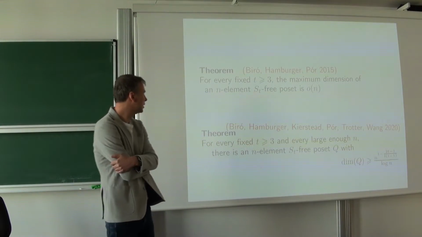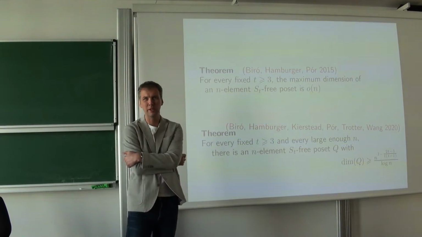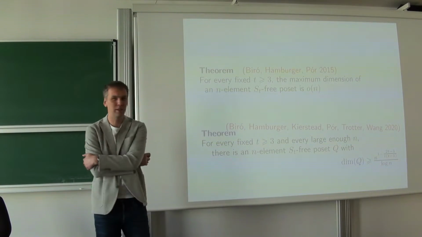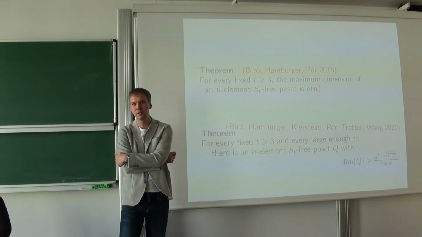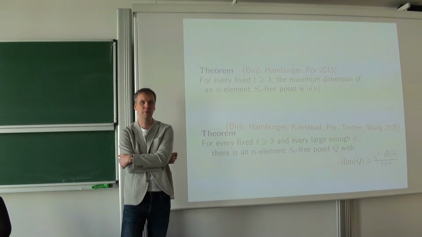So we would like to see today that if we don't have a standard example of fixed size, say 100, then the dimension of our poset is sublinear in n, its size, the number of elements.